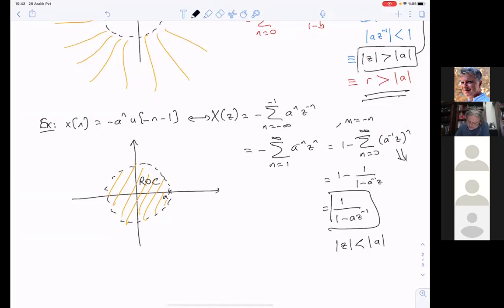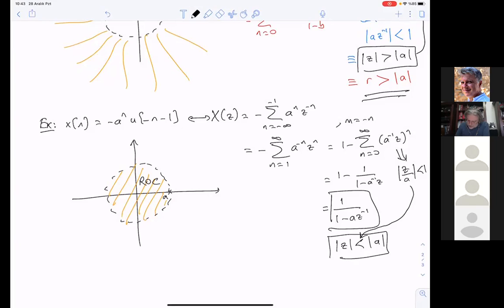From here, Z over A must be less than 1 in magnitude, which tells me that Z must be less than the magnitude of A. This time, Z must be small. The magnitude of Z, which is the radius, in other words, must be less than A. That is the whole difference.